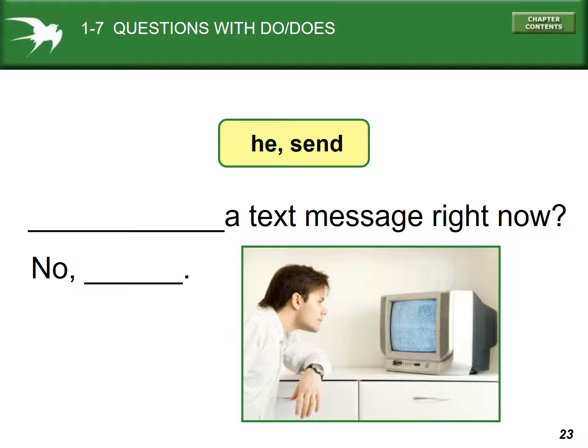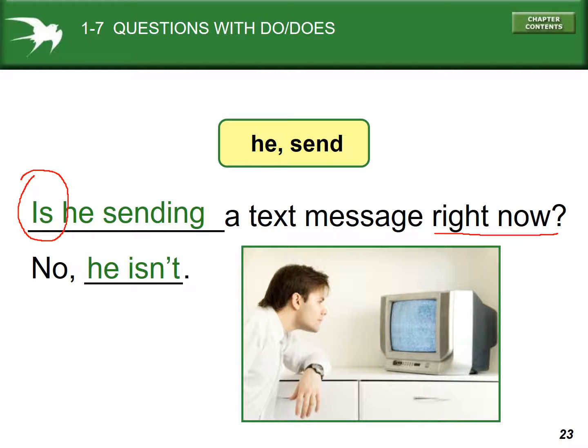Now, this one says, as we can see, it says right now, so the form is going to be different. Is he sending a text message right now? And because we used the be verb instead of a do auxiliary or helping verb, it's going to look a little different. No, he isn't. He's watching static on TV for some reason.